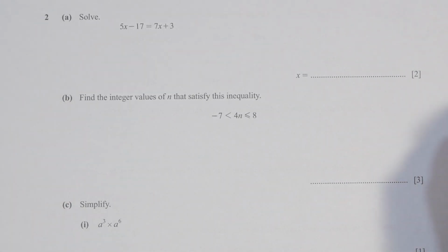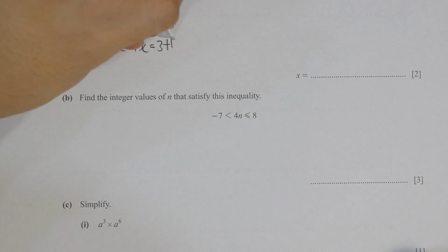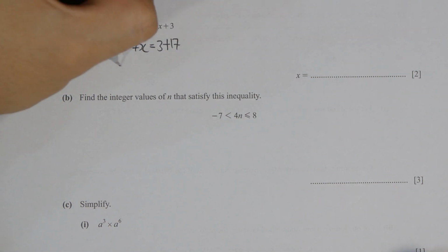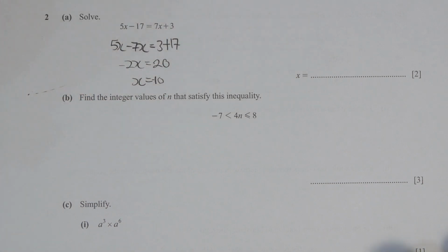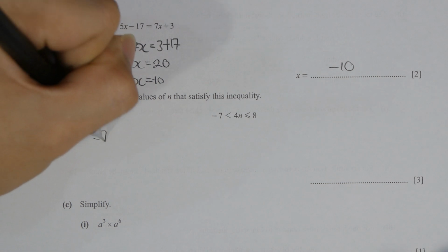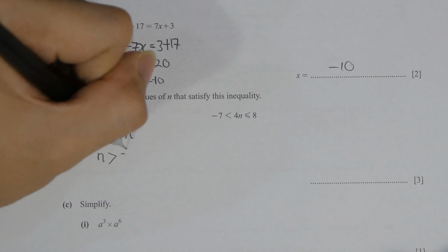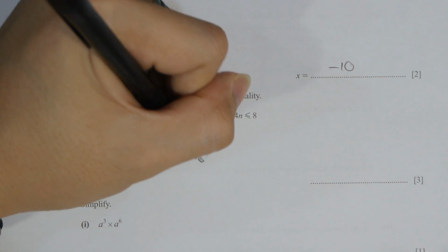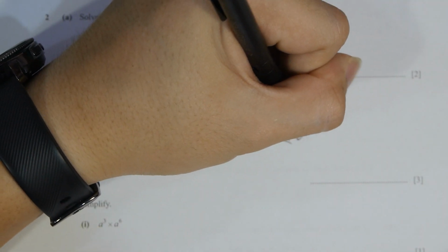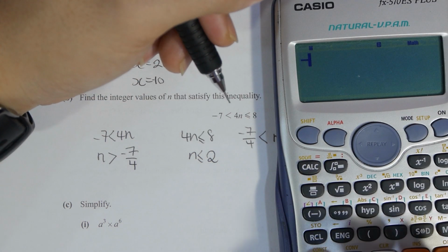Question 2, okay, to run this calculation, just take 5x minus 7x equals to 17 plus 3. So negative 2x equals to 20, x equals to negative 10. For part B, the inequalities calculation, basically split this into two parts, which goes by negative 7 less than 4n and 4n less than or equal to 8. So after the calculation, n will actually be more than negative 7 over 4, n will be less than or equal to 2.